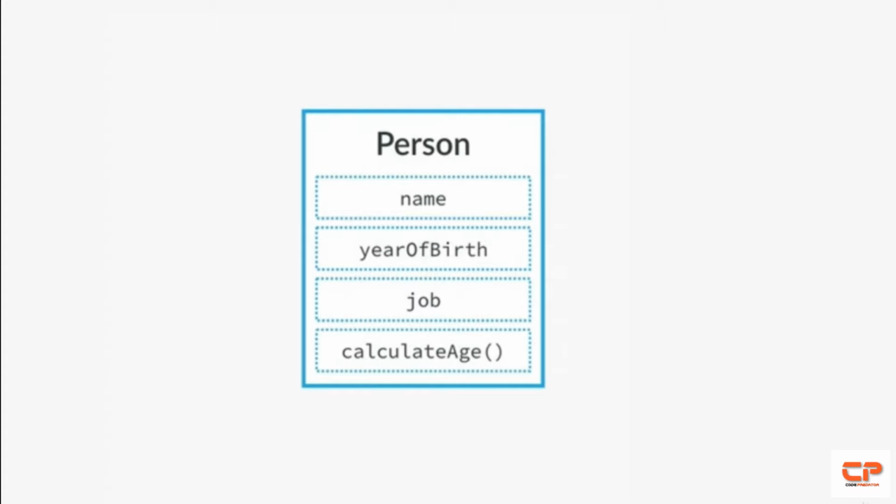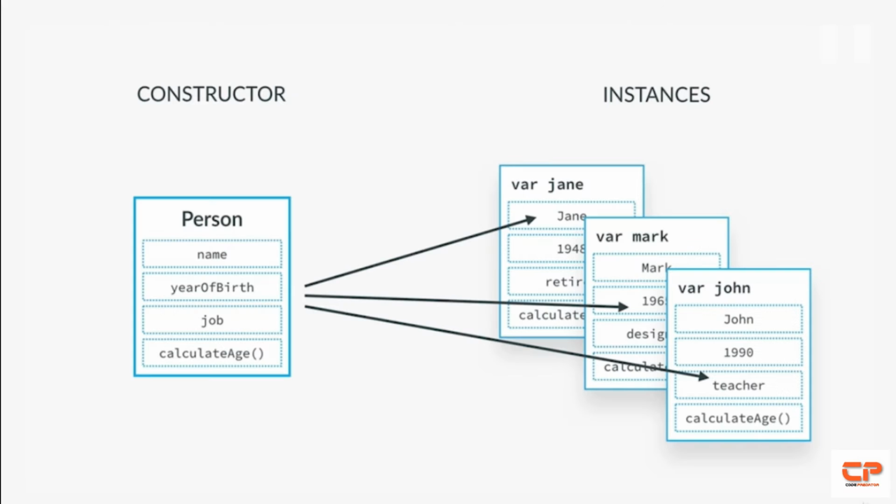To solve this problem, what we need is a way to generate the same object for different values. We can create a function which takes the values and returns new objects. Basically, this function acts as a blueprint for the objects.